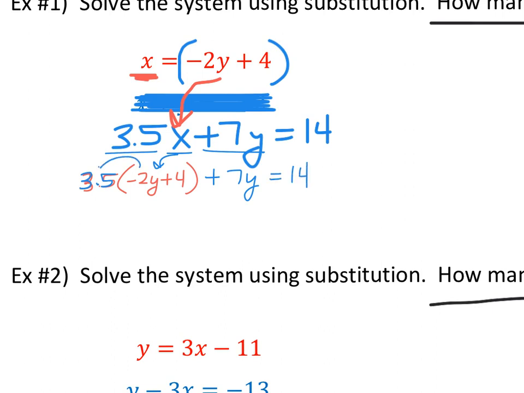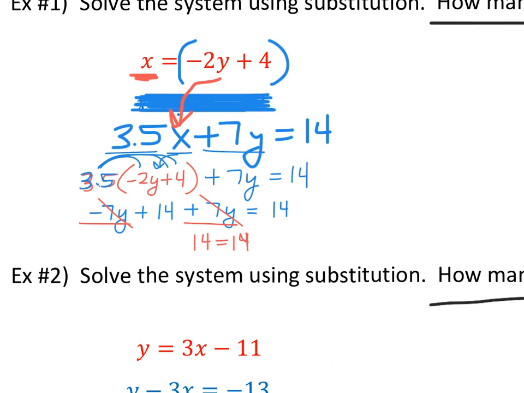Okay, so now when we solve this, we're going to distribute 3.5 times negative 2y is negative 7y, plus 3.5 times 4 is 14, plus 7y equals 14. Okay, now look at what we have. Negative 7y plus 7y. Those are both on the left of the equal sign, so you can combine those terms. Negative 7y plus 7y is 0. So your y's just went away. Okay, that leaves you with 14 equals 14.